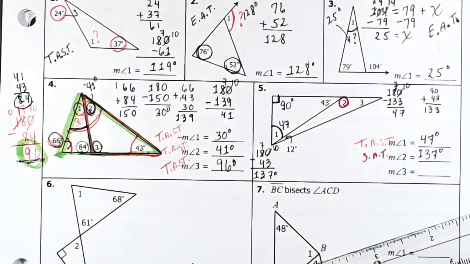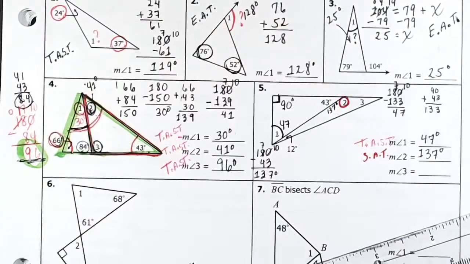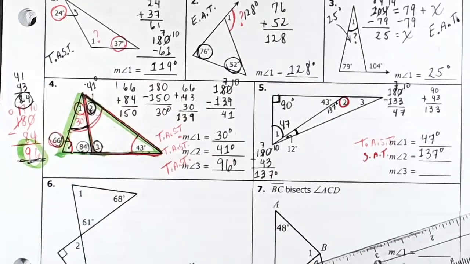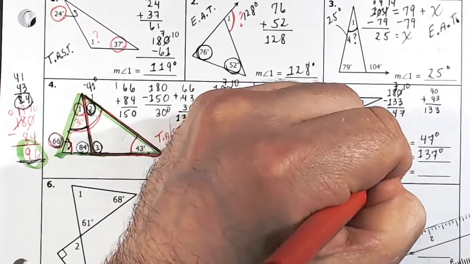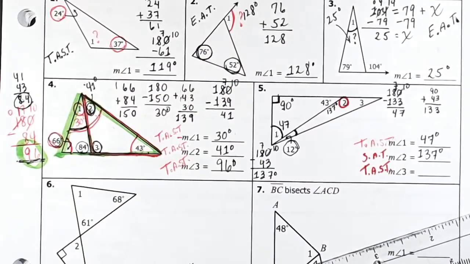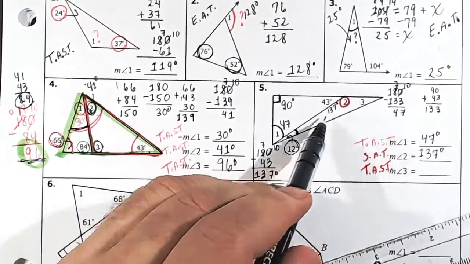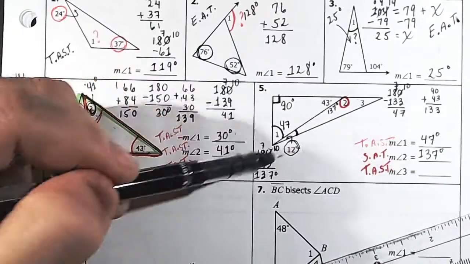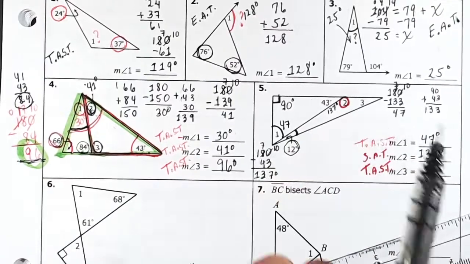So let me write in what we know here. We know that angle 2 is 137. So now that we know angle 2 and we know that this angle over here is 12 degrees, this little acute angle, I can use the Triangle Angle Sum Theorem, TAST, to figure out what angle 3 is, because the sum of the interior angles of any triangle has to add up to 180. So angle 2, which is 137, plus this angle 12, if I subtract that sum from 180, I'll have angle 3.